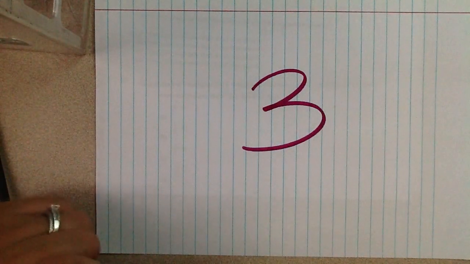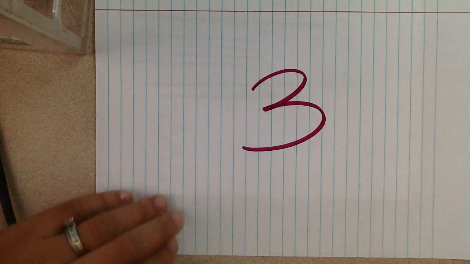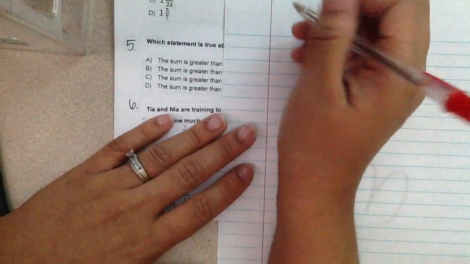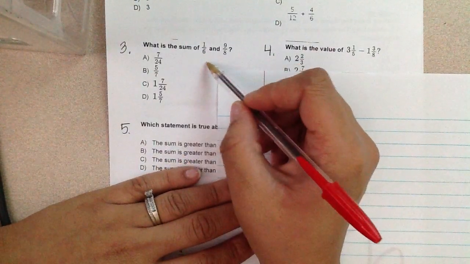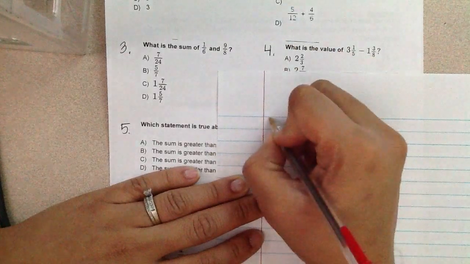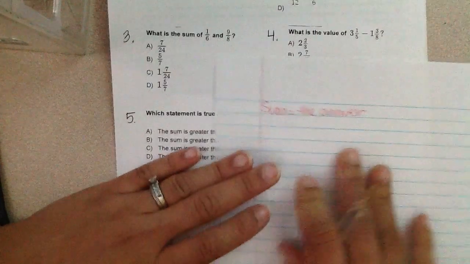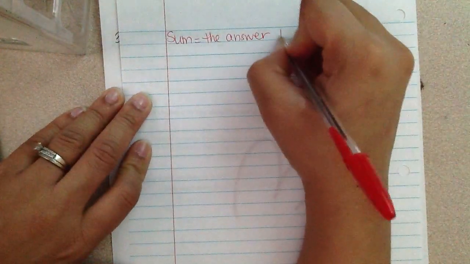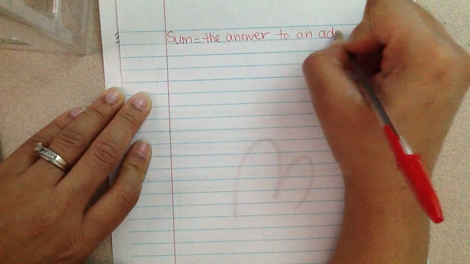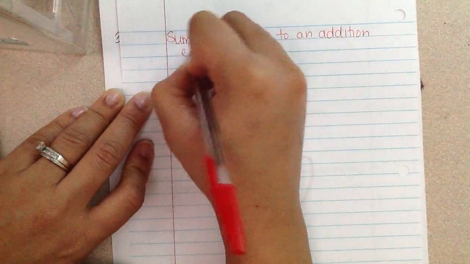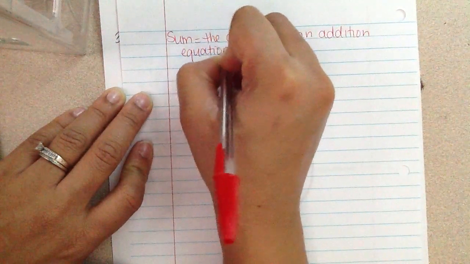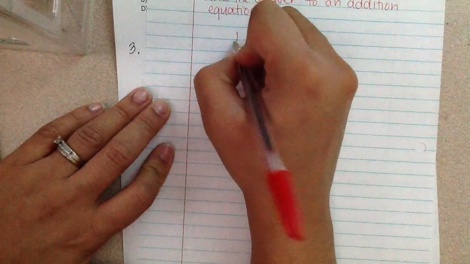Moving on to number 3. I'm going to solve what is the sum of 1/6 and 9/8. Again, that word sum equals the answer to an addition equation. So I have the fractions 1/6 and 9/8, and I'm going to add those together.